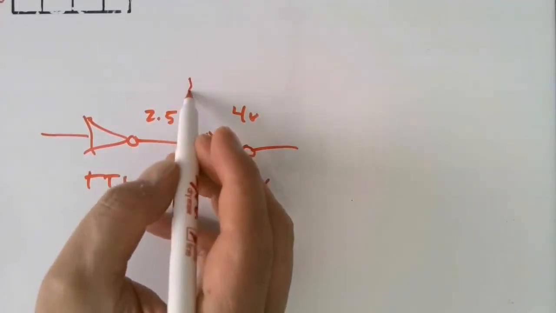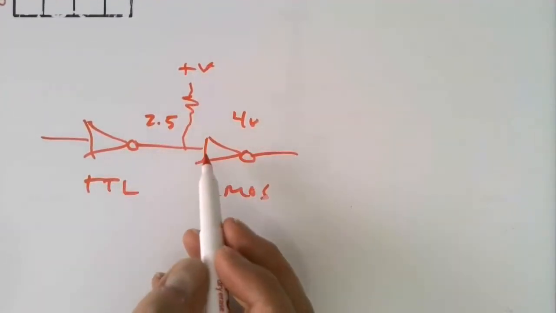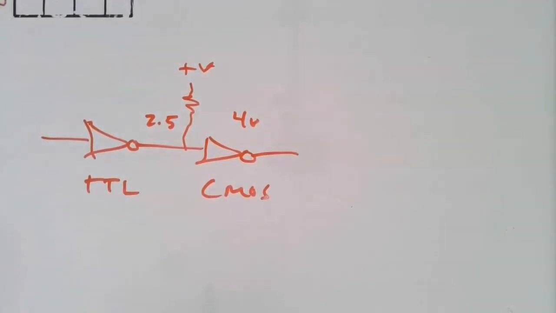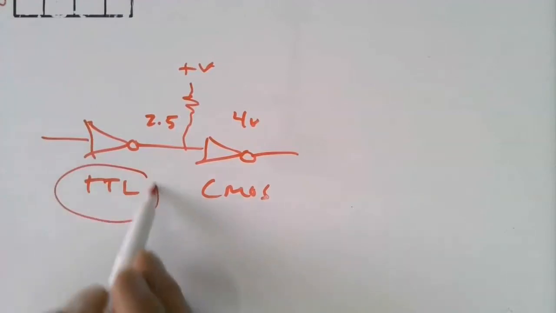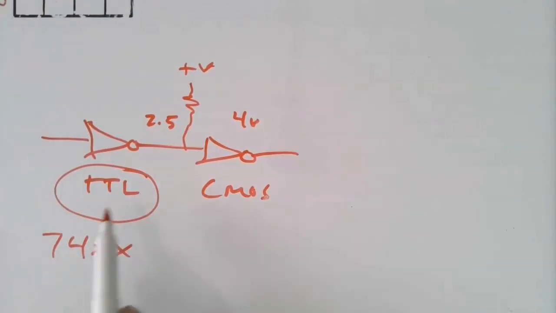One way we can work around that is to put a pull-up resistor here, but it's not a very elegant solution. So the best general rule of thumb is if you're working with TTL devices, and these are like the 7400 devices, that you stick with those families.